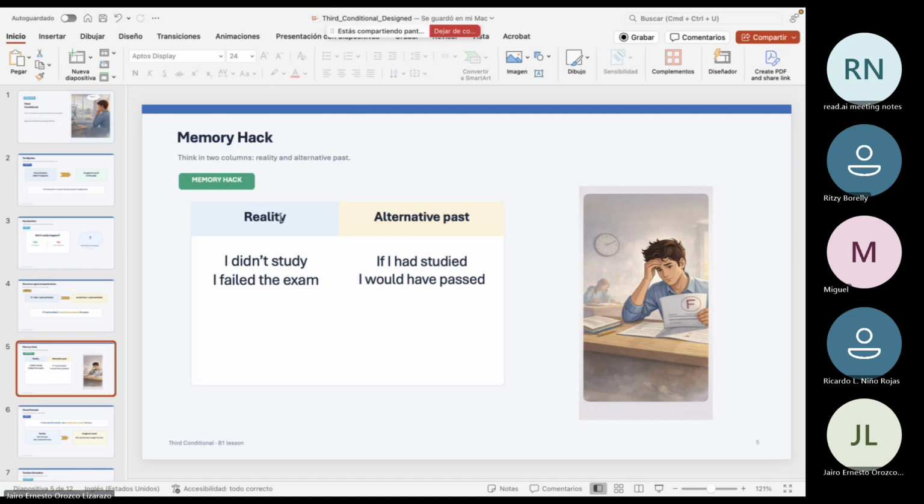Okay, so the reality is that I didn't study, which is why I failed the exam, right? I didn't study, I got an F in the test. Now, which is the regret, alternative path, or regret, arrepentimiento, right? If I had studied, I would have passed, right? That didn't happen, this didn't happen, right? I didn't study, which is why I failed the exam, right?